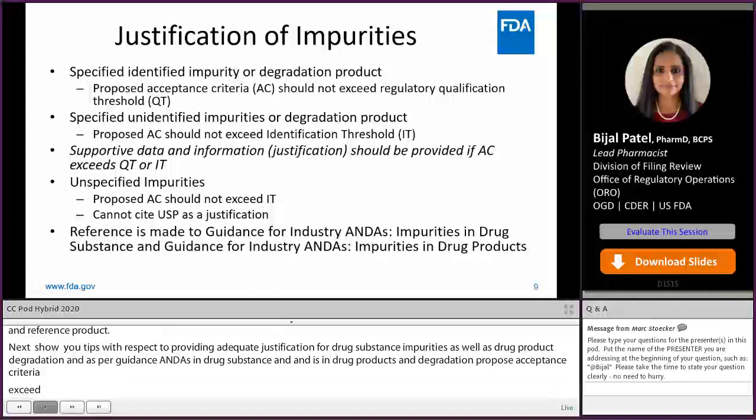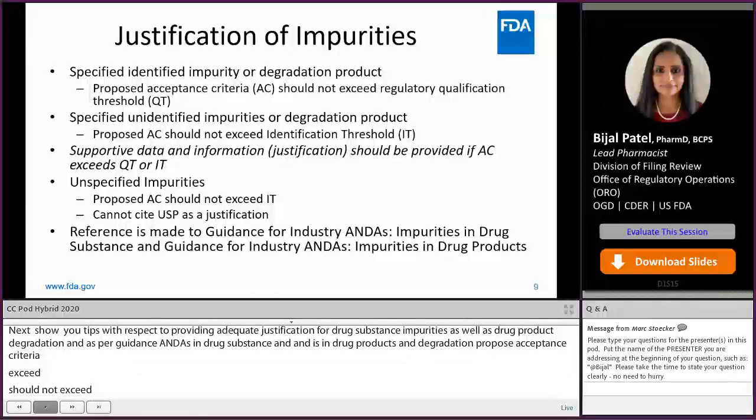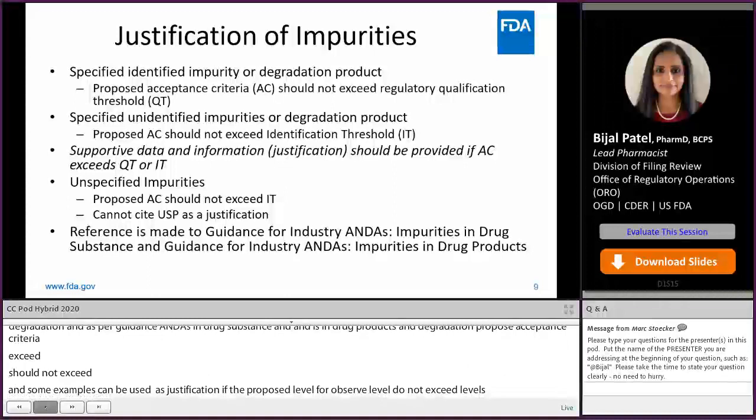Here are some examples of data that can be used as justification: if the proposed level or the observed level does not exceed levels observed in RLD; the degradation product is a significant metabolite of the drug substance. Another example would be if the observed level and proposed AC for the degradation product are adequately justified by scientific literature or adequately evaluated in toxicology studies.